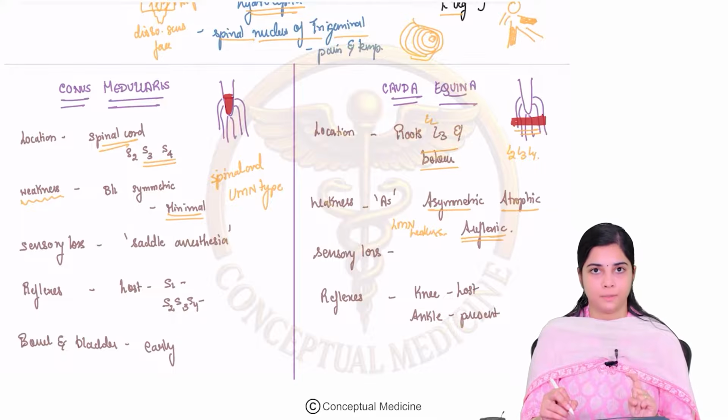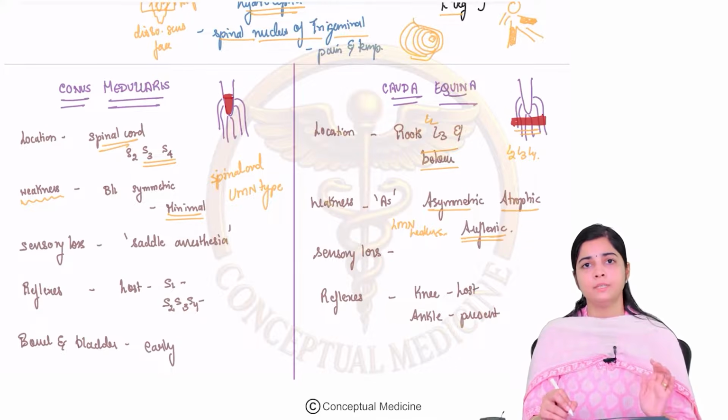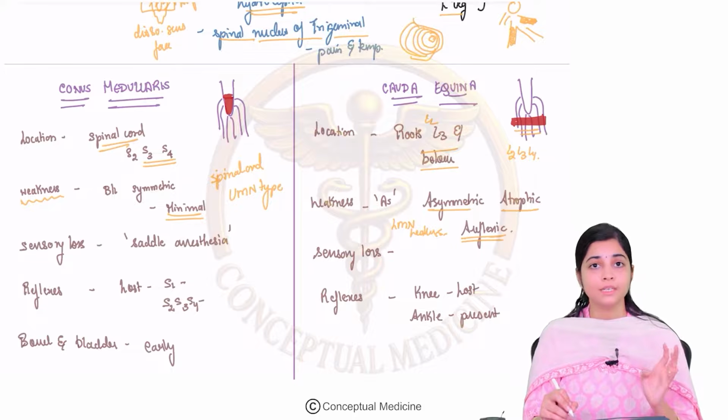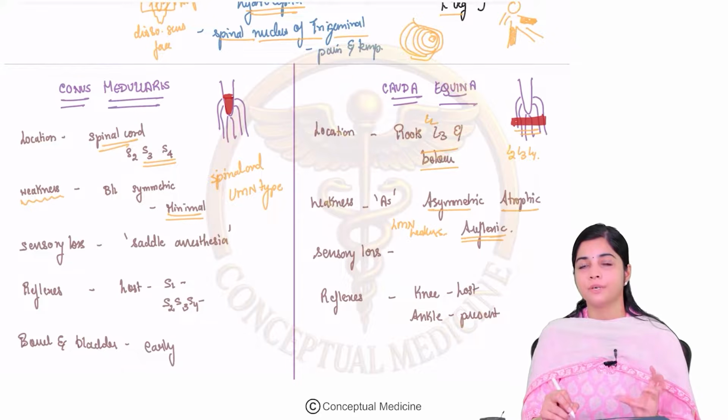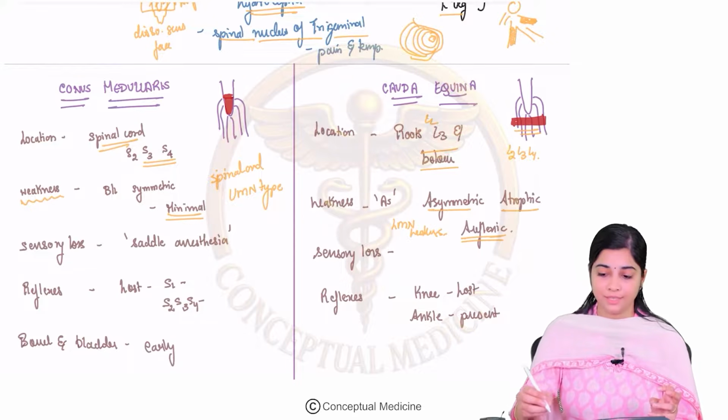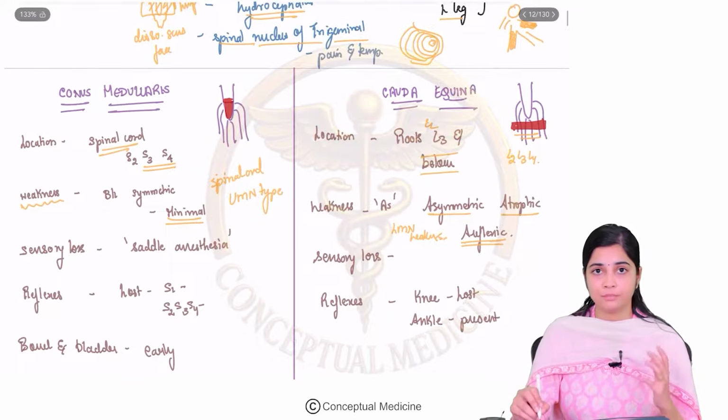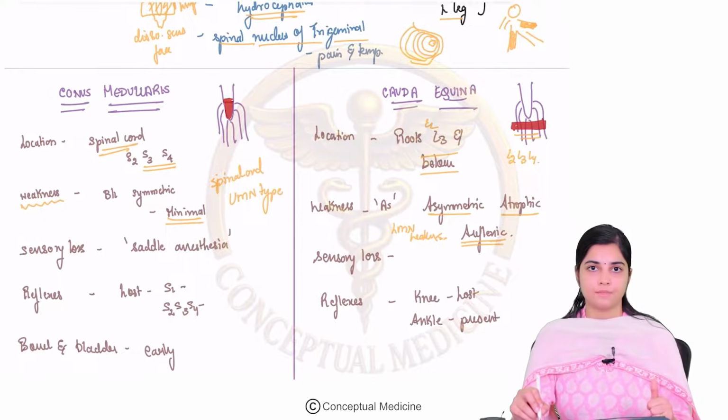I hope this is very clear. Okay. So, in the conus medullaris syndrome, you will have very minimal weakness. Even if it is symmetric, it is UMN type. In a cauda equina syndrome, because the nerve roots are involved, it is asymmetric, right? You have asymmetric involvement, atrophic. Remember all the A's. Areflexic because of lower motor neuron type of weakness.